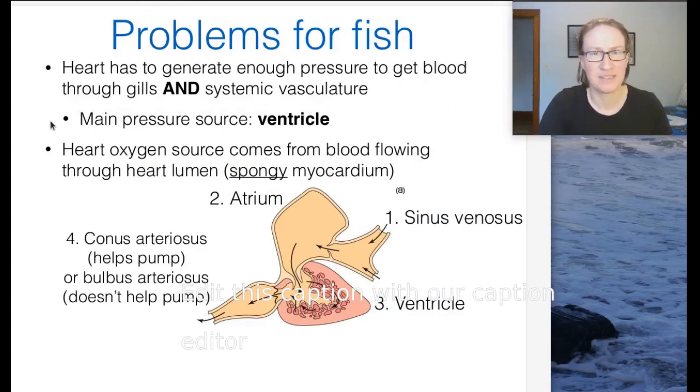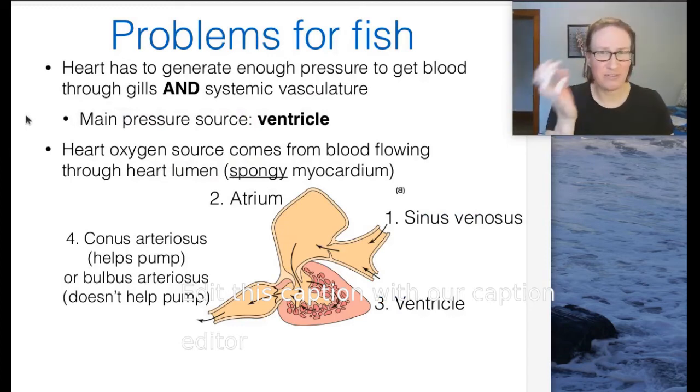All right, so let's talk about some problems for fish. So as I emphasized earlier, the heart has to generate enough pressure to get blood through the gills and also through the systemic vasculature. So the major pressure source in the fish heart is a single ventricle. So that's illustrated down here.